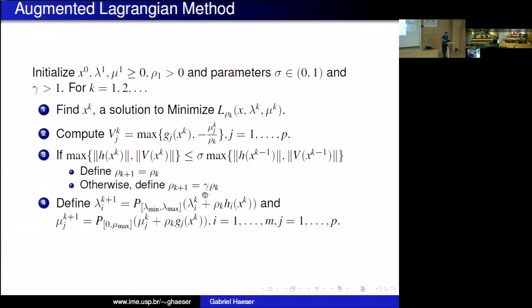You use this formula, and here we have to safeguard these parameters to keep them bounded. So I project this on a box, lambda min, lambda max, to keep this sequence bounded, such that our convergence theory will work. And we do the same thing to the multipliers associated to inequalities. Okay, you project on this box, this positive box.